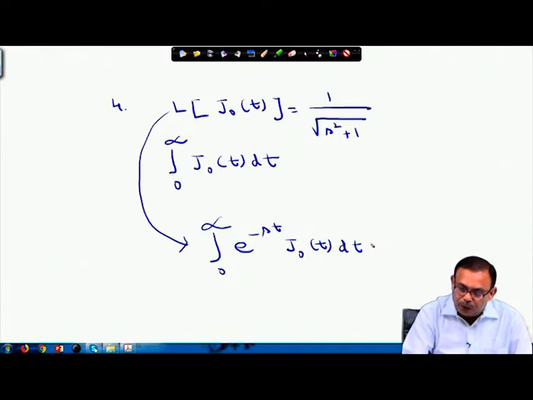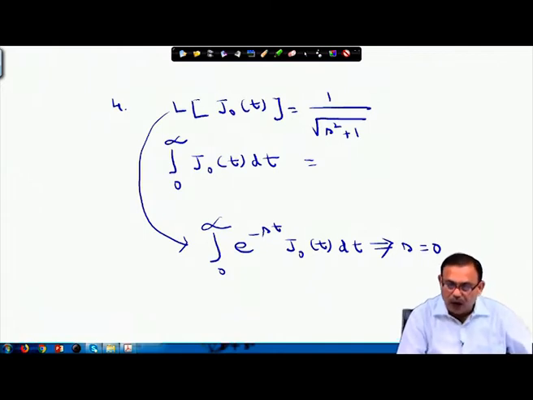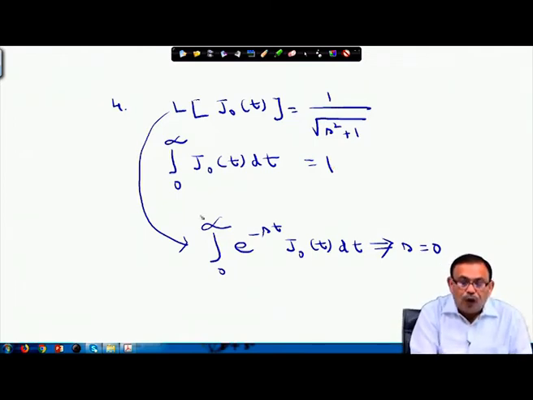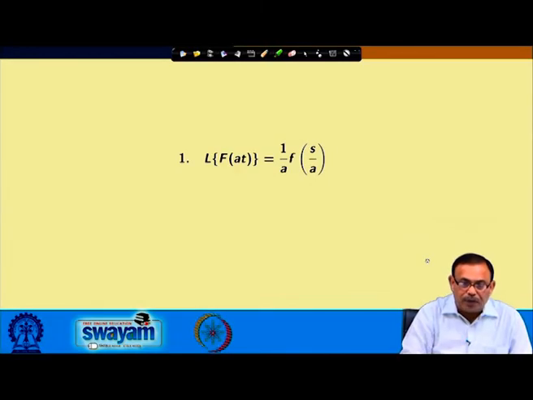So, effectively, if you put s equals 0 in this equation, then you will obtain the integral from 0 to infinity of J0(t) dt, and if I put s equals 0 on this, I will obtain the value as this one. So what I am getting is the integral from 0 to infinity of J0(t) dt equals 1, and this is directly by substituting s equals 0.